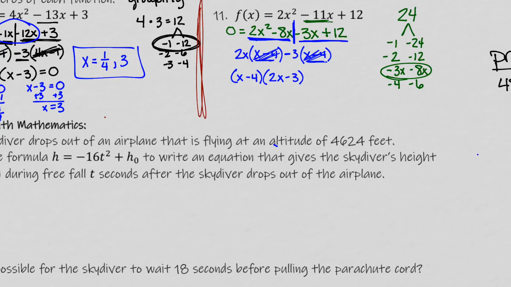Okay, if you set each of those equal to 0, we already know the opposite of that, so we know 4 is one of our answers. But I need to solve this one. So I add 3 to both sides. 2x equals 3. Divide both sides by 2. So x is going to be 3/2.